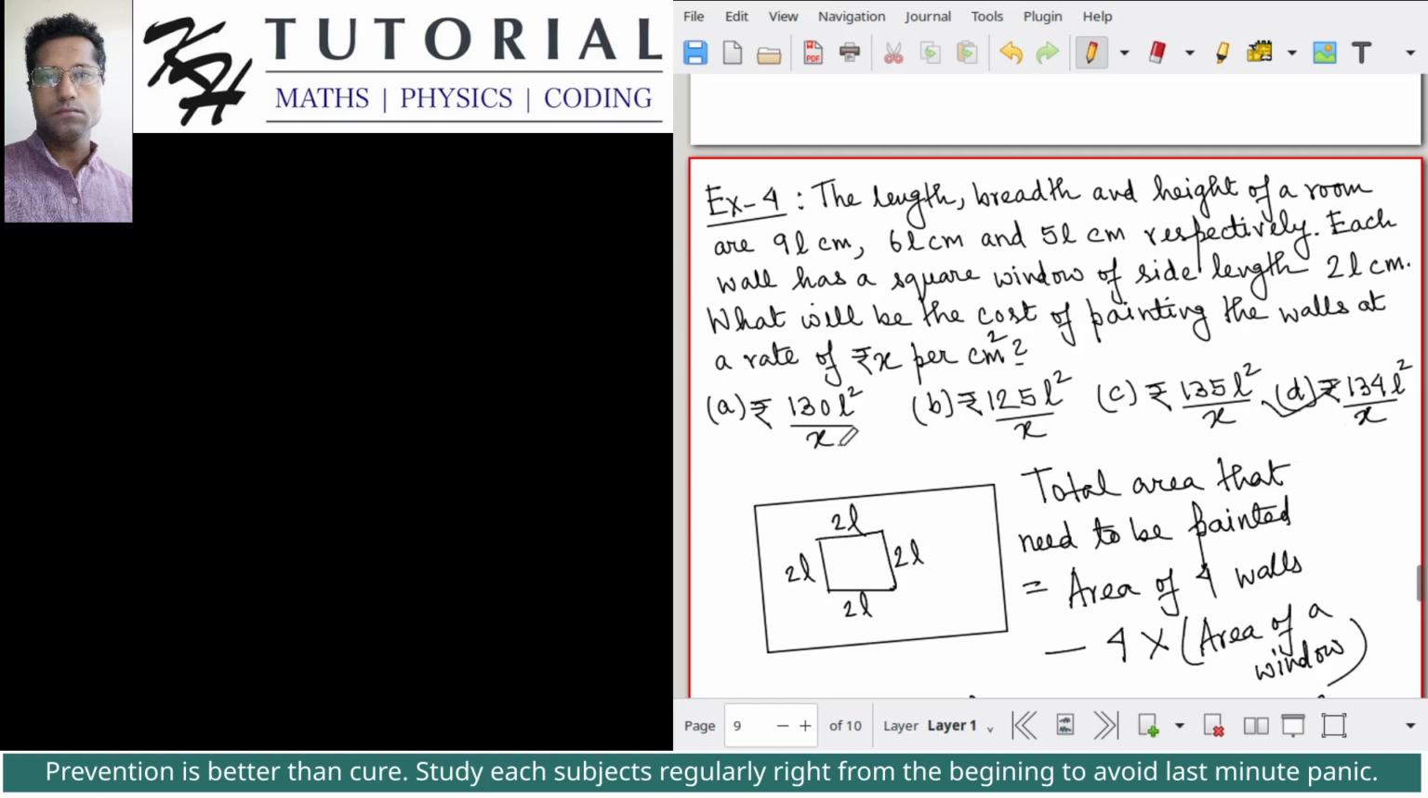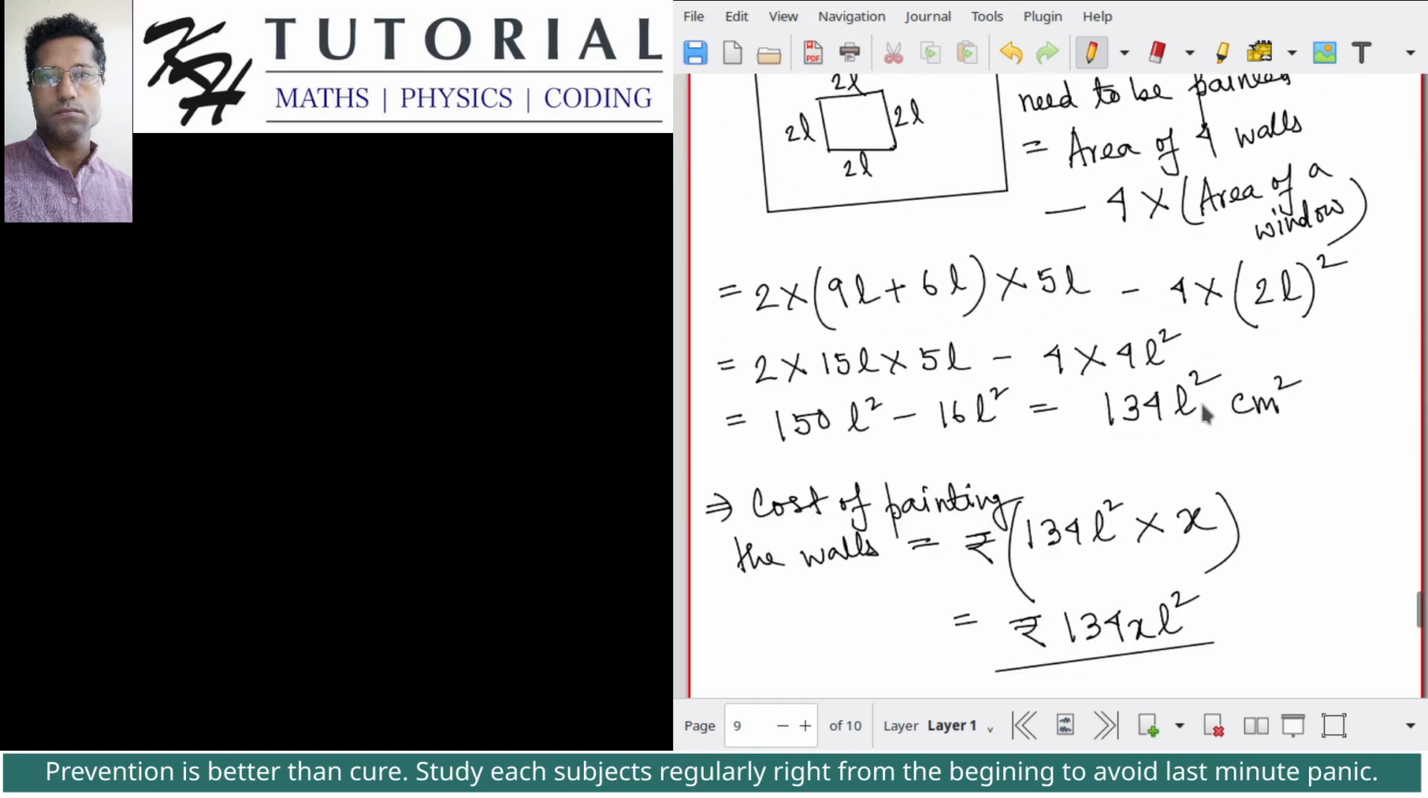This is the correct choice, but let me quickly change the given choices. So all these choices will be L square X. Sorry for the mistakes I made in the problems in giving the choices.